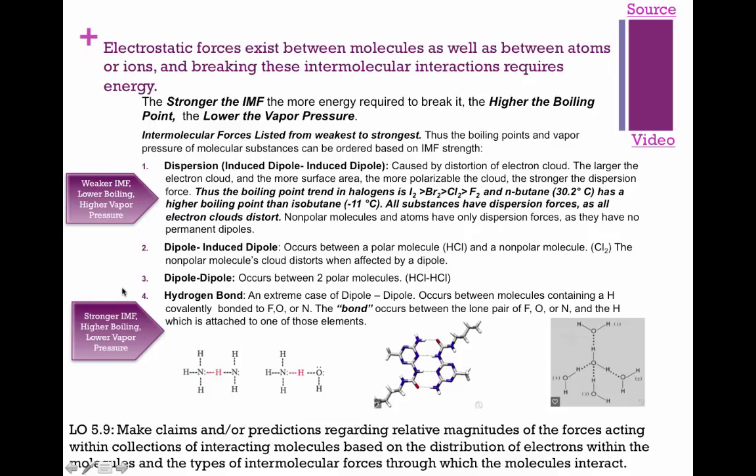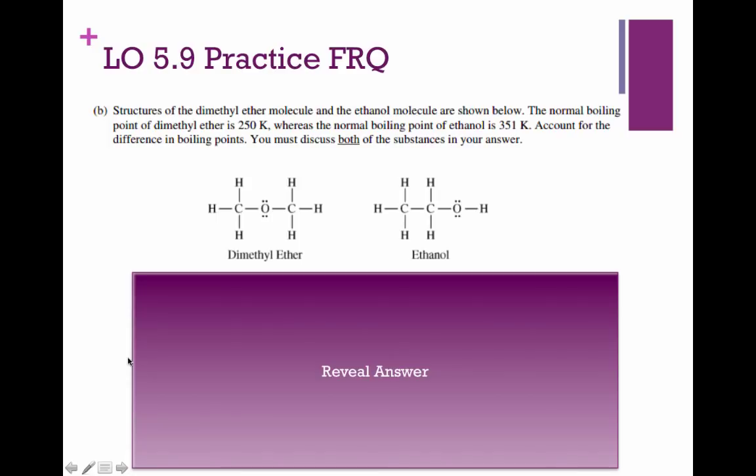We also have ionic bonds. And we have ion dipole, but those only exist when you have ions. So hydrogen bonding is going to be the strongest IMF on here, which means it has the highest boiling point and then the lowest vapor pressure. And so here's a practice free response.